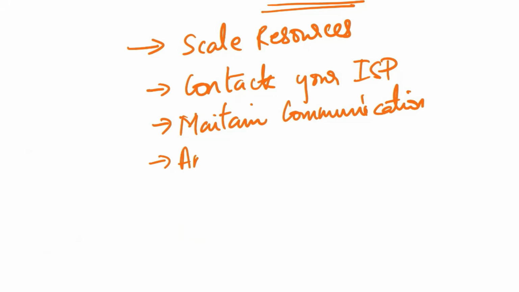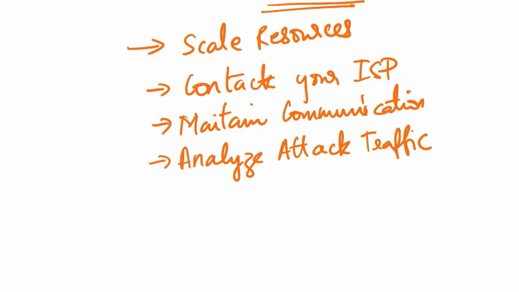Next is to analyze attack traffic. So capture and analyze attack traffic to understand its characteristics. This information can help you fine-tune your defenses and identify the attack's origin. Next one is to preserve evidence. So you need to preserve log files, network captures, and any other relevant data for later forensic analysis or potential legal action. Depending on the severity and impact of the DDoS attack, you may want to consider legal action against the attackers, especially if their identity can be determined.